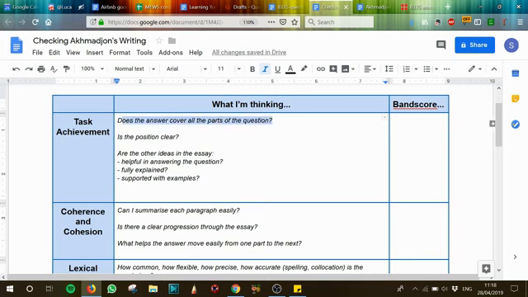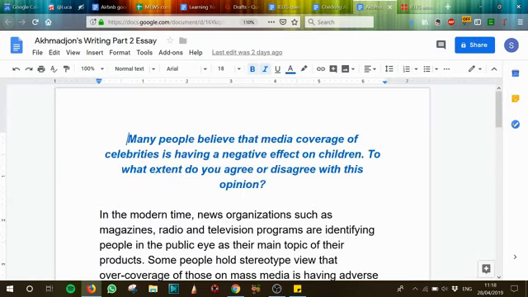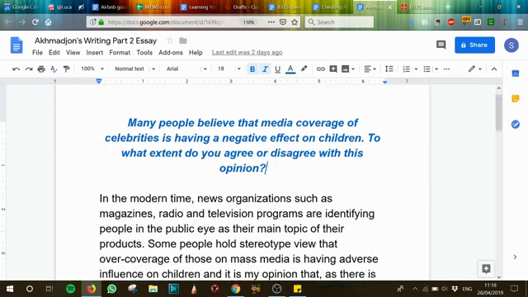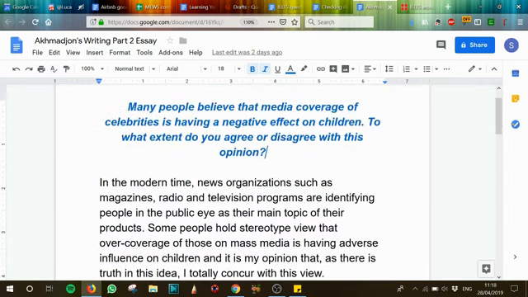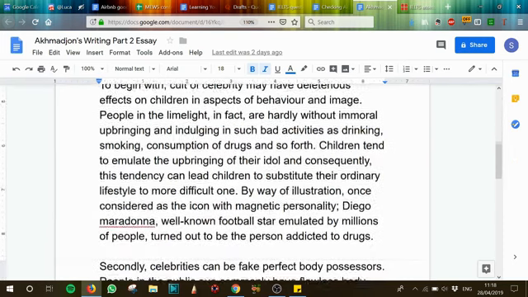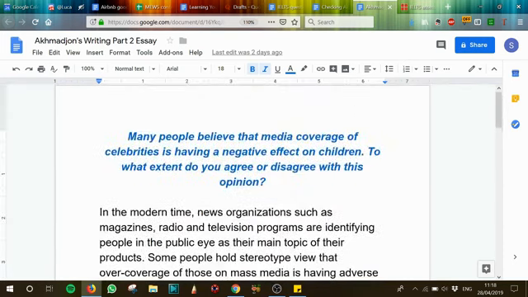Firstly, I want to know, does the answer cover all parts of the question? So Akhmajon's question has several parts. It talks about many people, it talks about media coverage, celebrities, the negative effect on children, to what extent, and agree or disagree. And I think that, yes, Akhmajon's essay does talk about most of these parts, maybe not all of them. He definitely talks about media coverage, he definitely talks about celebrities a lot, the negative effect on children a lot, and it's pretty clear from his essay that he agrees with the view.